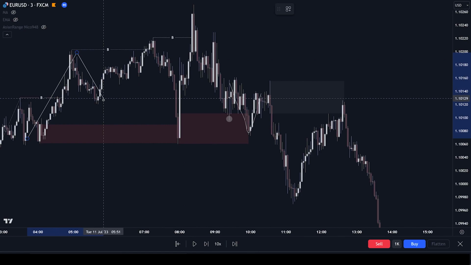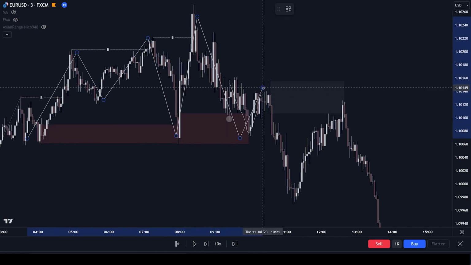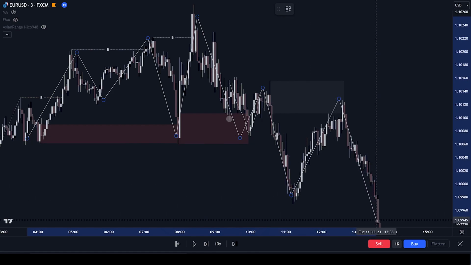So we have the demand failure that creates a supply. So this is a demand to supply flip, D2S. So now when you see a D2S or S2D, you will understand that this is a flip in the market structure.